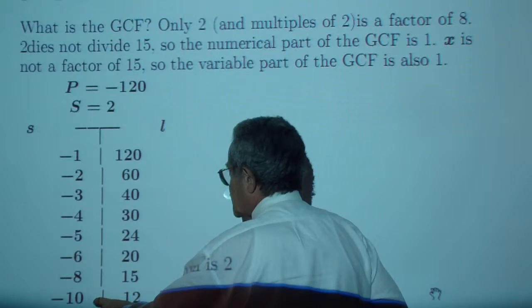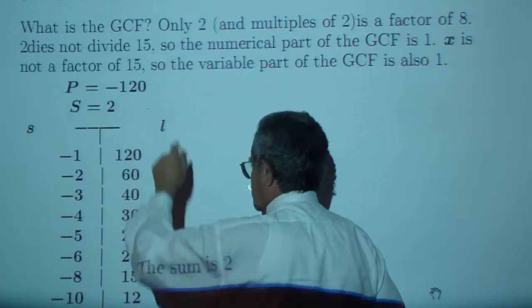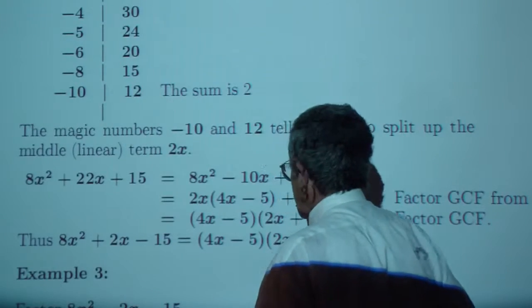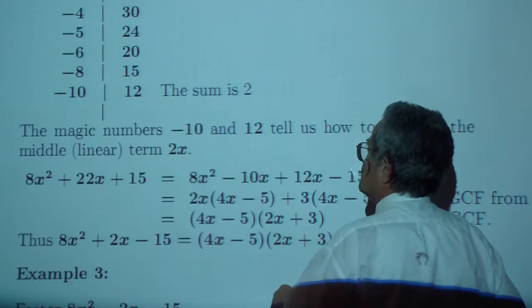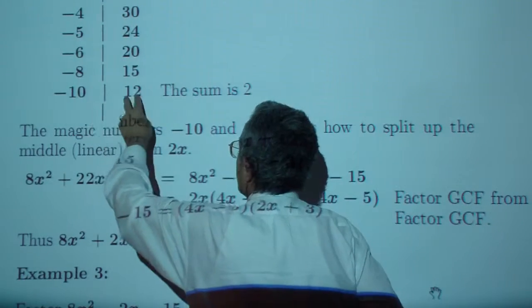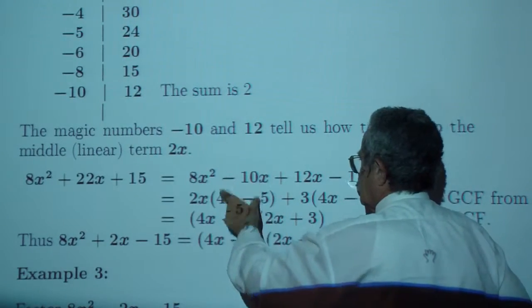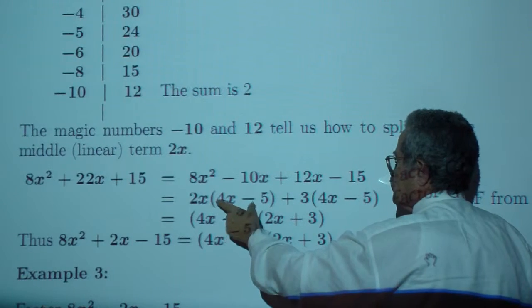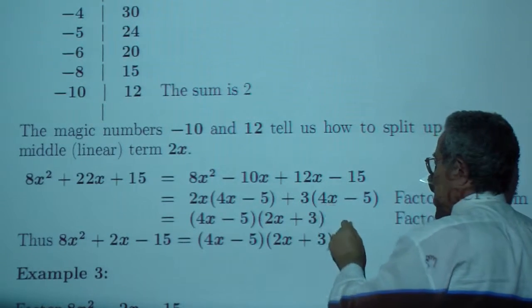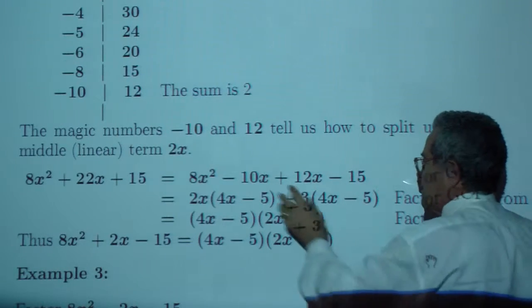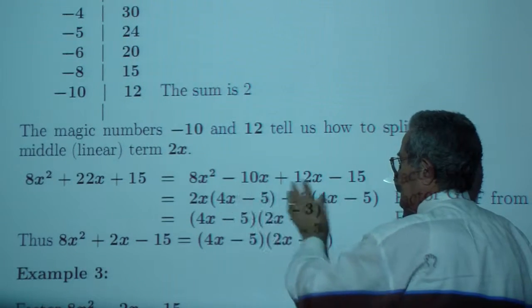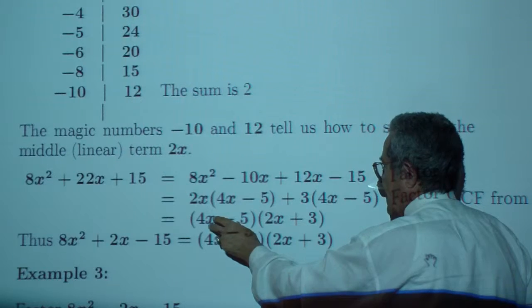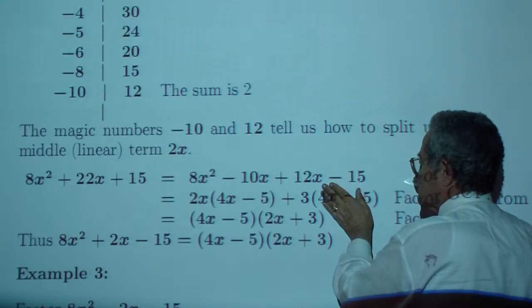The sum is positive 2. The product is negative 120. My middle term is split up as negative 10x plus 12x. Factor, you get 2x times 4x minus 5. Factor a 3, 4x minus 5. Factor out the greatest common factor now, which is 4x minus 5. You're left with 2x plus 3.